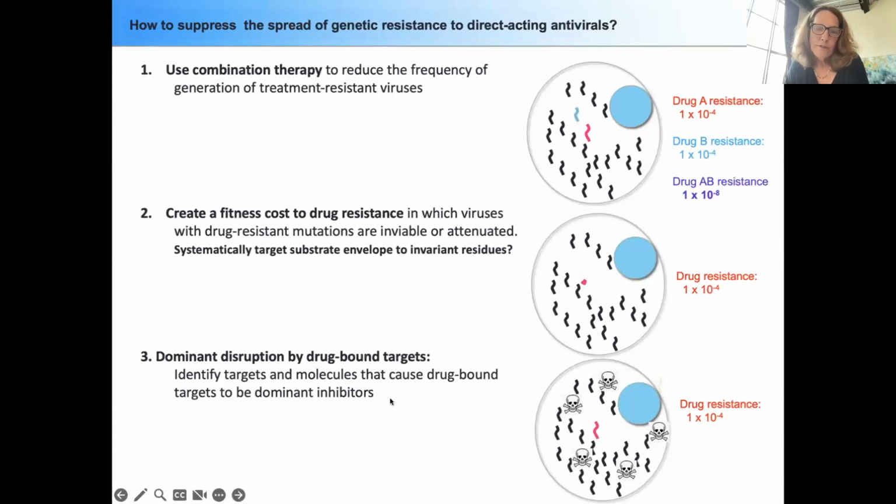Something my lab has been working on for a while now is a different paradigm. That is, most drugs work by creating loss of function, like they'll bind to a protease or polymerase and cause it just not to work. But what about a compound that would bind to a viral protein and create a dominant inhibitor of other viral proteins and of other viruses in the same cell? That's why some of these drug-susceptible genomes here have little skulls and crossbones next to them, because our goal is to identify targets that, when bound to drugs, will inhibit everybody in the cell, including the drug-resistant one as soon as it's born. So what are the paradigms for that?